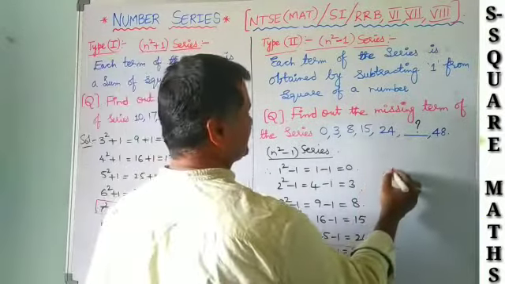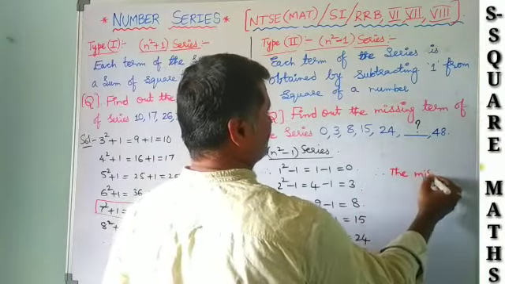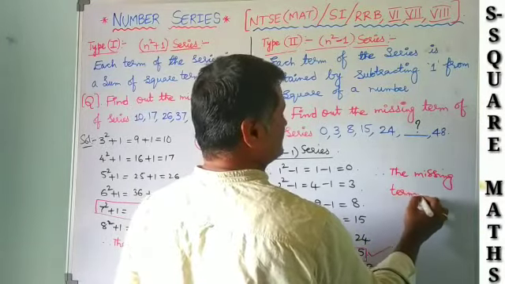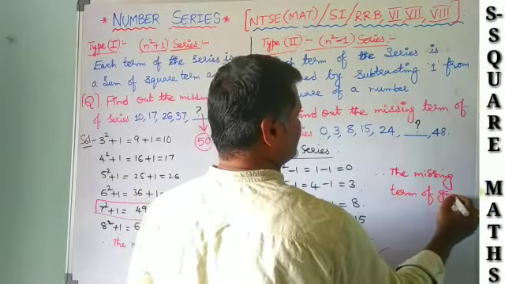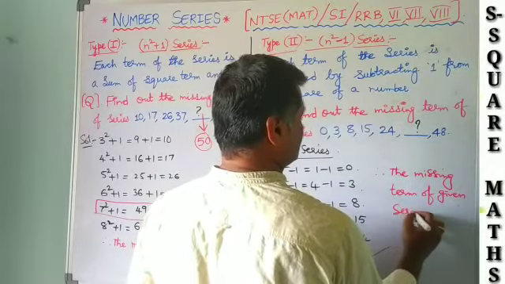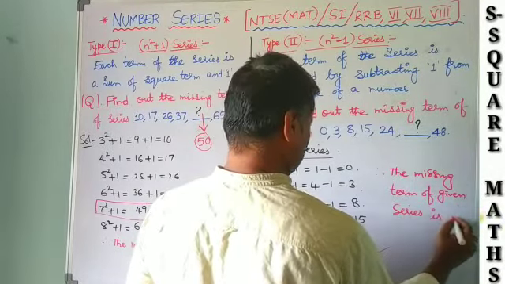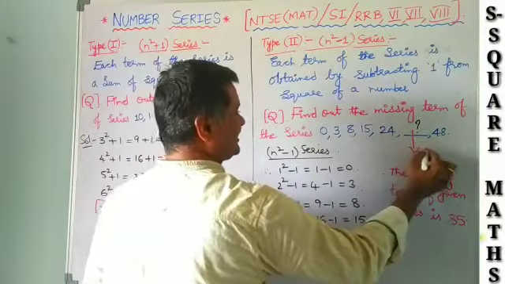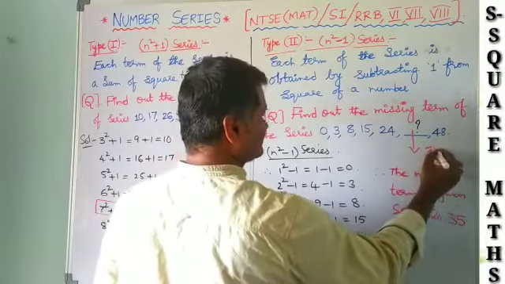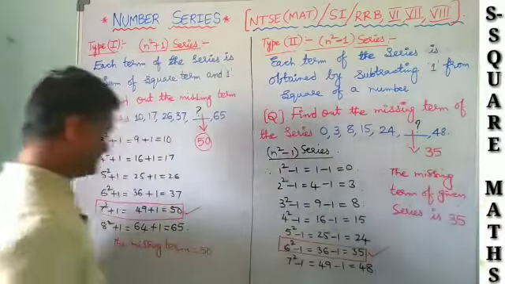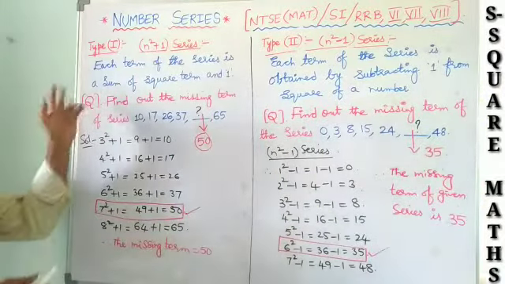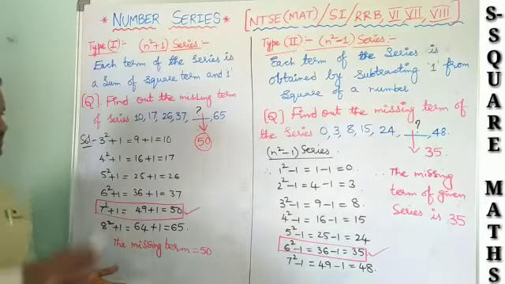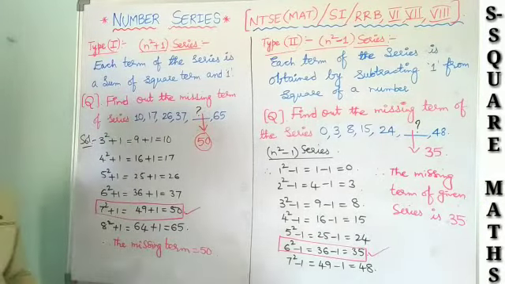Therefore the missing term of the given series is 35. So what is our missing term here? 35. So type 1 is the n square plus 1 series and type 2 is the n square minus 1 series. After listening you can have a look here.